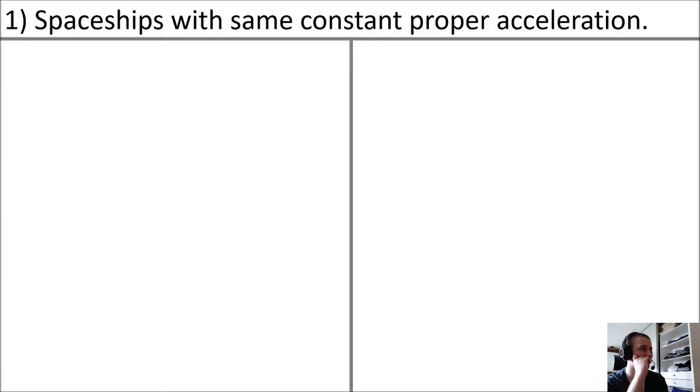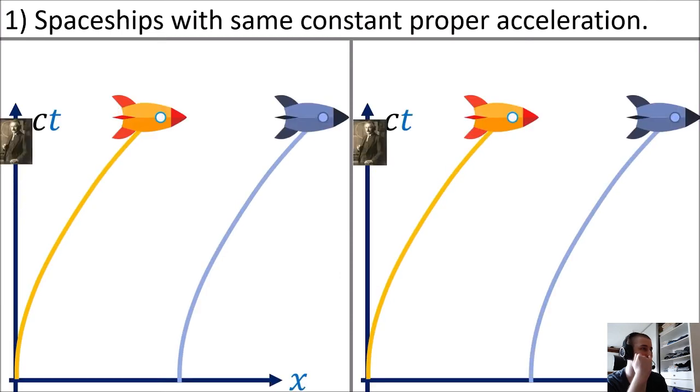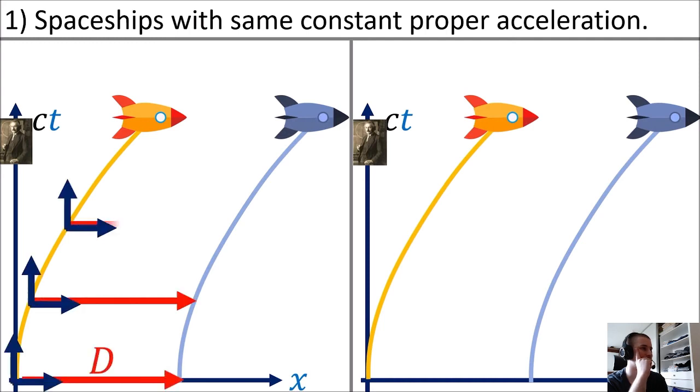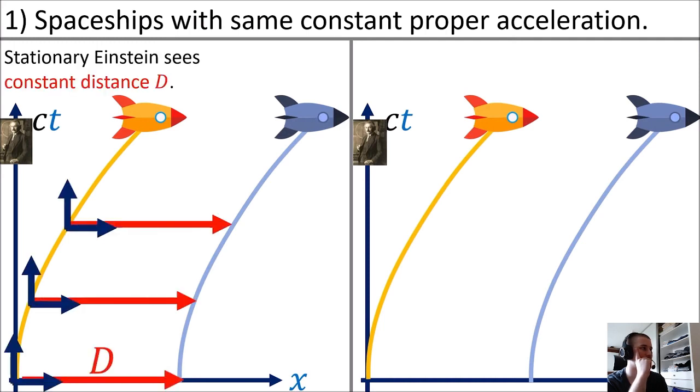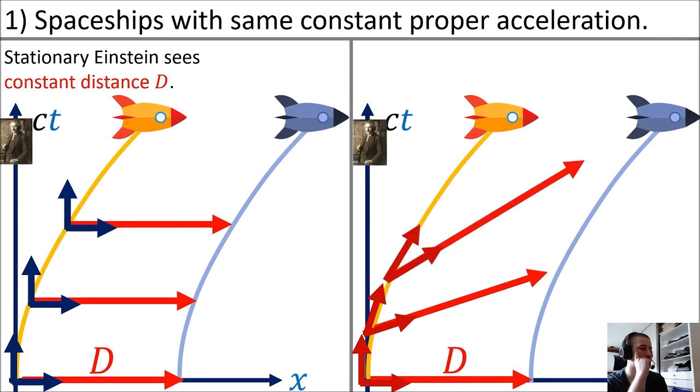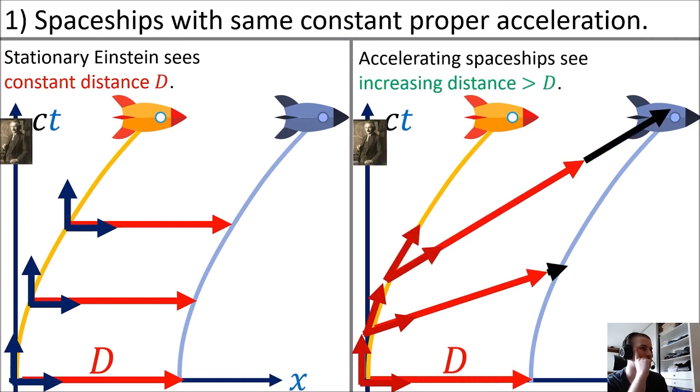To summarize this video, we learned about Bell's spaceship paradox. If a set of spaceships accelerate together with the same proper acceleration, then the distance between the spaceships is constant when viewed from a rest frame. However, in the frames of the spaceships themselves, the spaceships will appear to be moving apart.